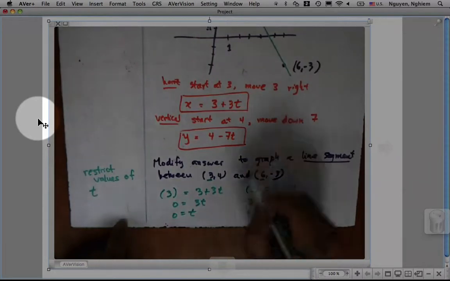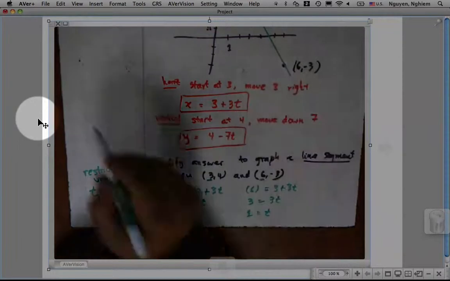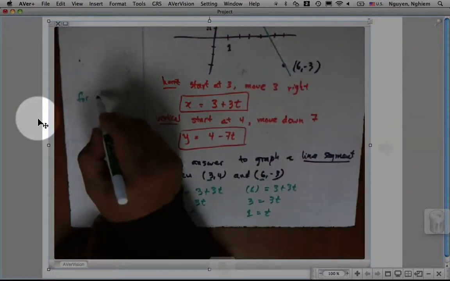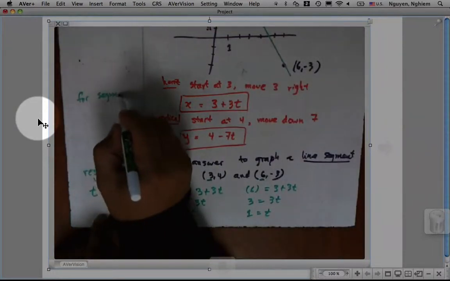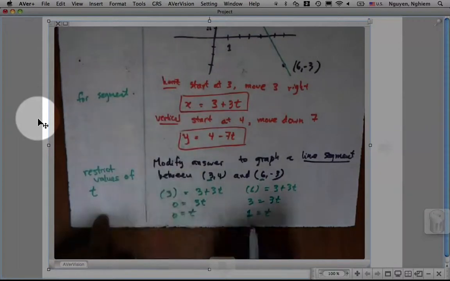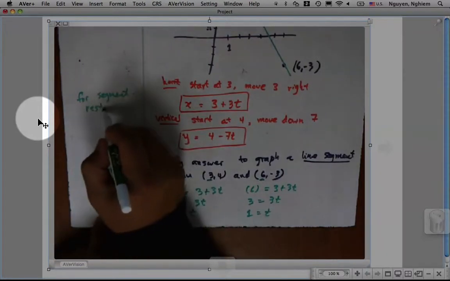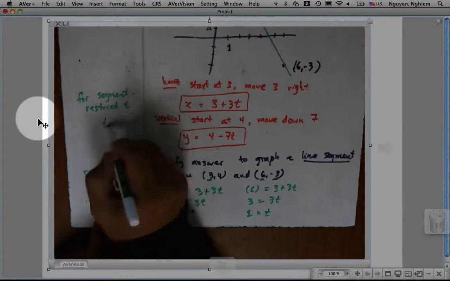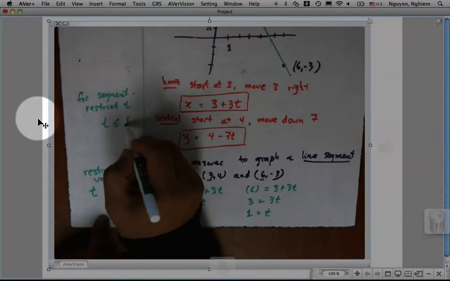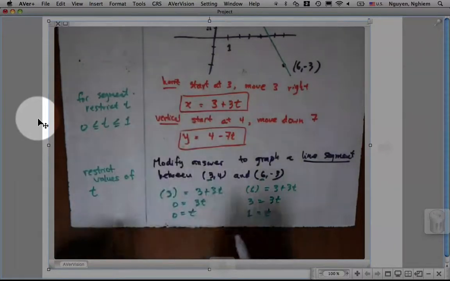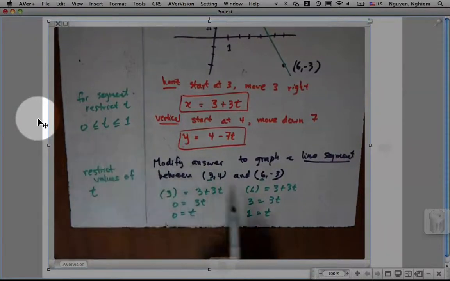So I'm going to have the exact same answer as before, but for a line segment, all I need to do is restrict t. So t can only be between 0 and 1 in this case. And I found these numbers by looking at the smallest x value and the biggest x value.